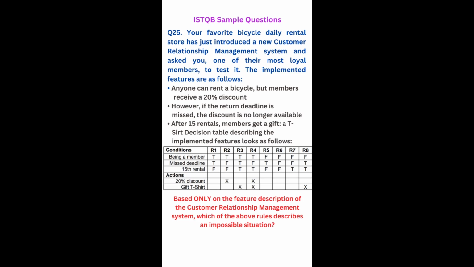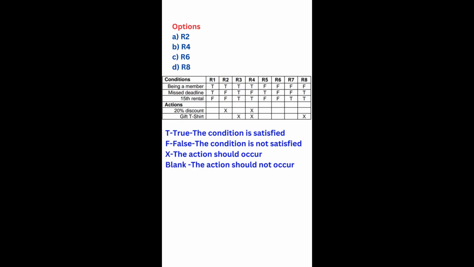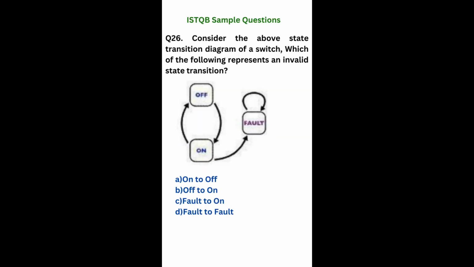Check the table, based only on the feature description of the customer relationship management system, which of the above rules describes an impossible situation? T represents true, F false, X the action should occur, blank the action should not occur. From the table, rule R1 represents member true, missed deadline true, 15th rental false, so no discount and no t-shirt. As well, please check the other conditions. R8: member false, missed deadline true, 15th rental true, no discount, but gets t-shirt. That is an impossible situation.